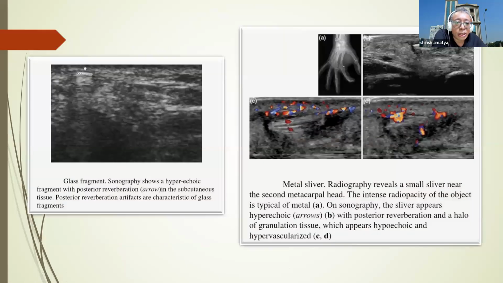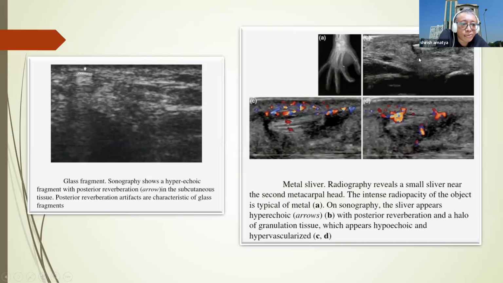So this is the picture of the various foreign bodies. On the left side, you can see, as shown by the white arrow, the ultrasound picture of a glass fragment, and below this glass fragment, you can see the reverberation, which is an artifact. This white line is the glass, and just below it, everything is the reverberation artifact. This is the glass as a foreign body.